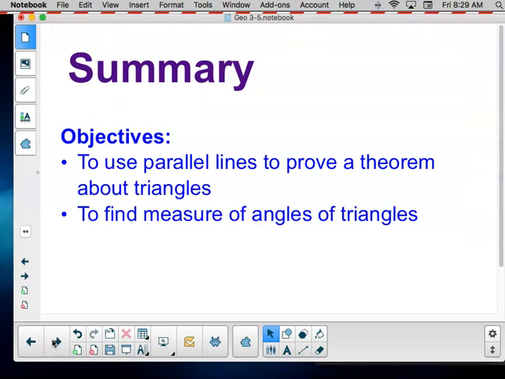And that's our summary. Our objectives: to use parallel lines to prove a theorem about triangles, and to find measures of angles of triangles. Now go ahead to the inside part of your front page and mark out what you know.